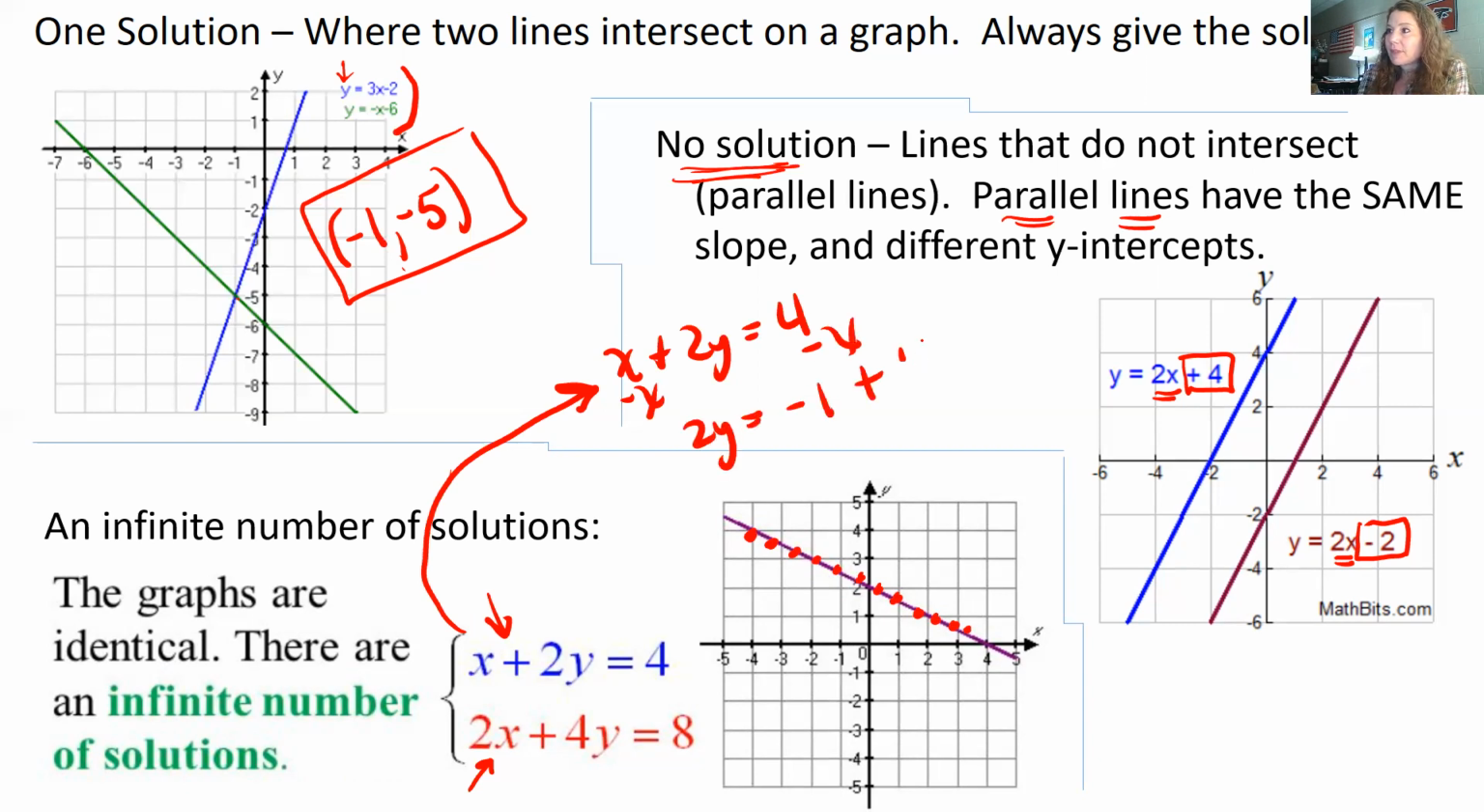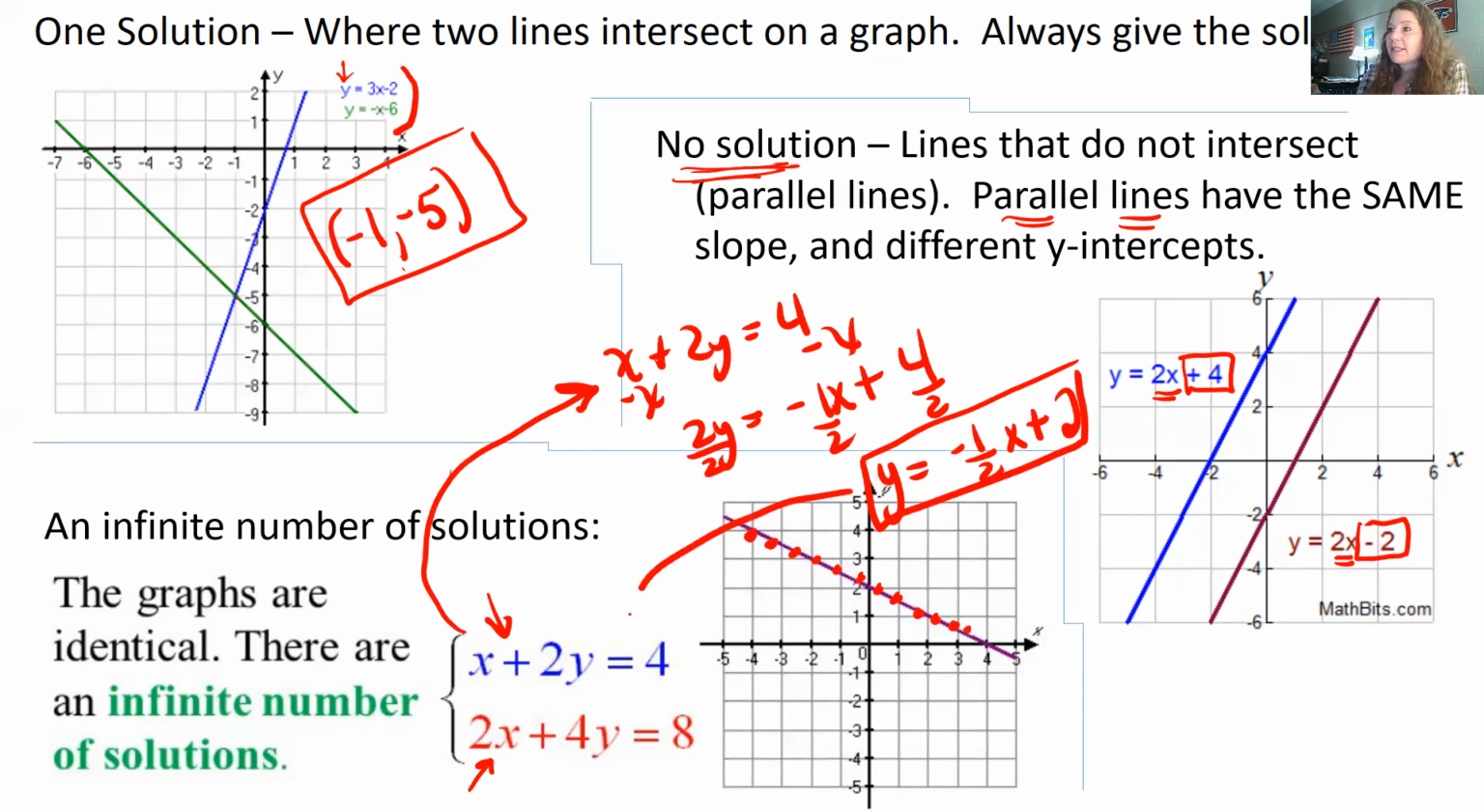All right, when I divide everything by 2, I end up with y equals -1/2 x plus 2. So that is the top line solved for y. Well, now I'm going to take the second line and solve it for y by subtracting 2x from both sides. So I'd have 4y equals -2x plus 8. And now I'm going to divide every single number by 4.